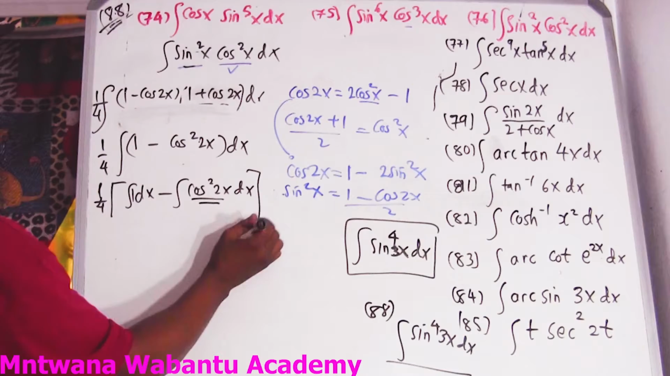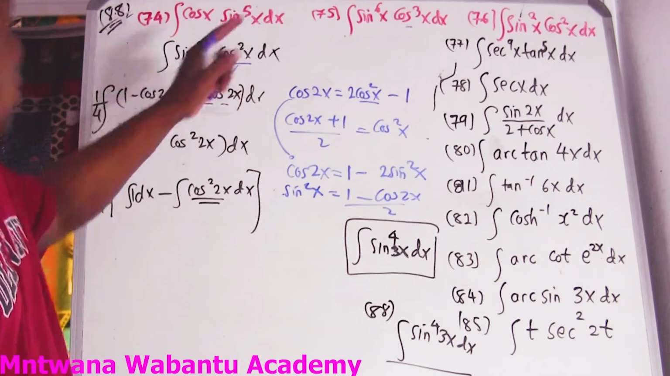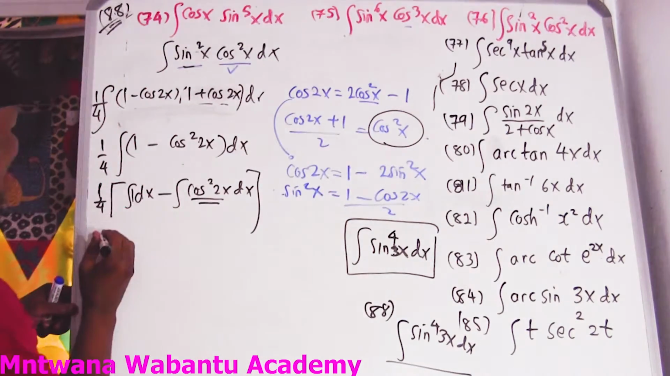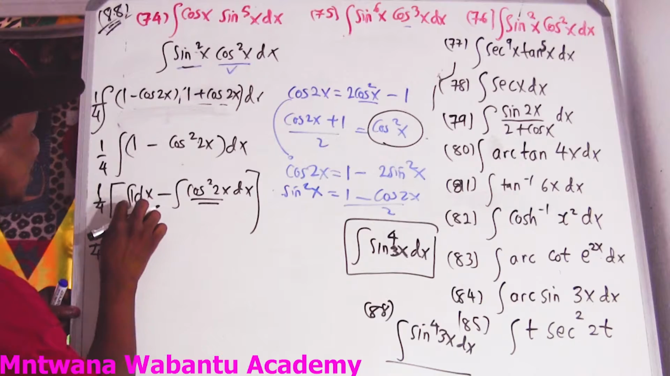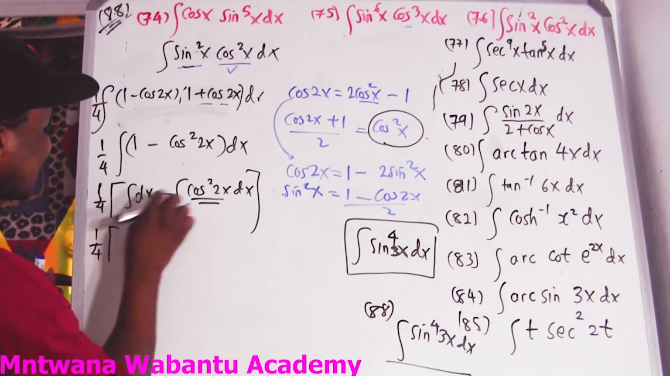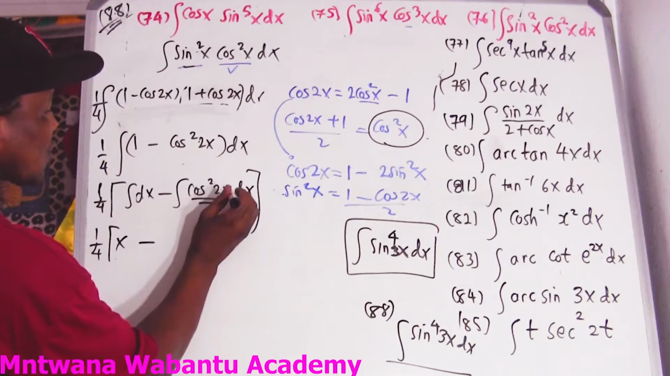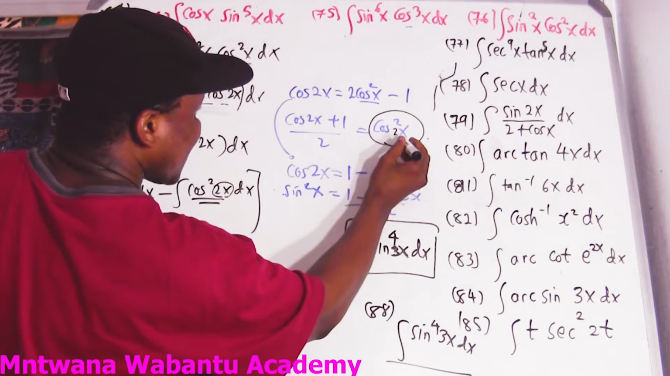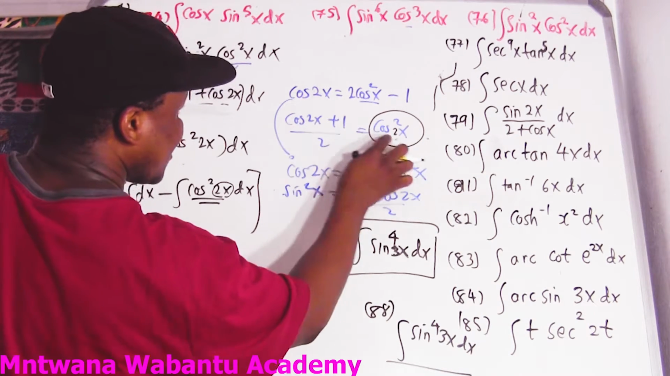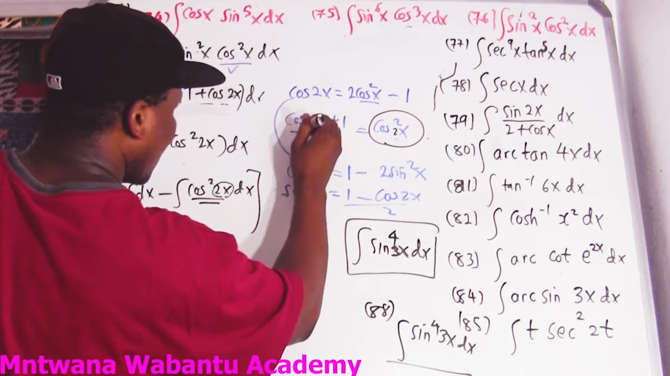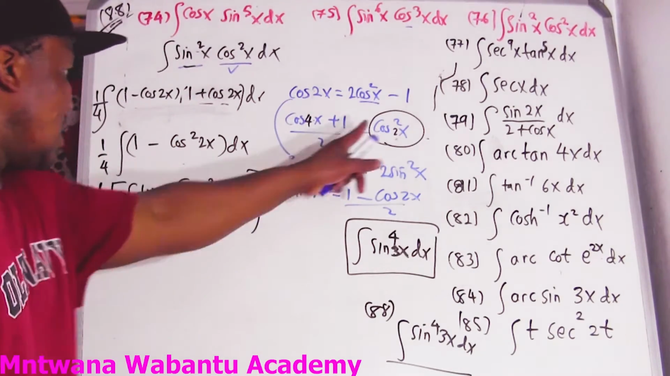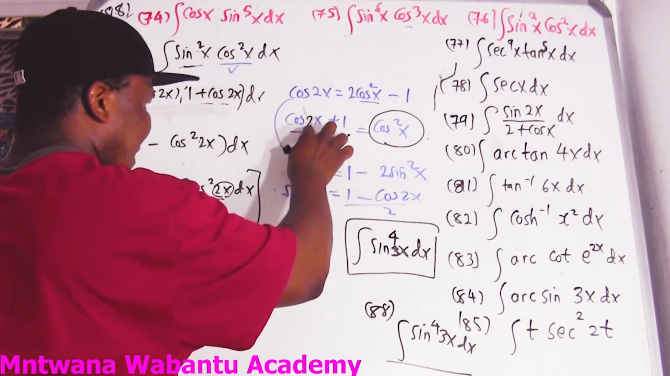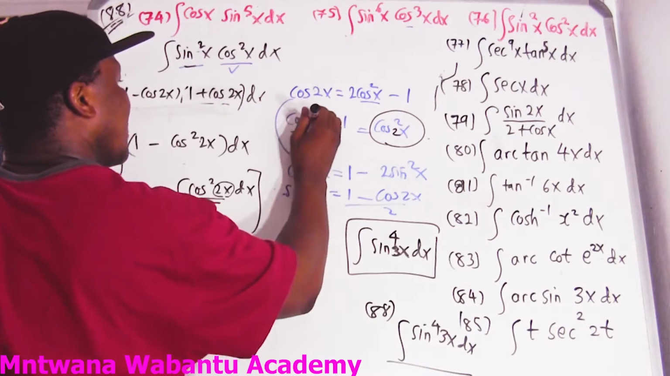This also needs the same approach, because whenever there is a cos square, I can do the same thing. Cos square equals that. Look how I place it. When you integrate 1 dx, it's x minus. If it's cos square of 2x, I must put 2 here. It was 2x at first, so if this is 2x, this must be 4x.